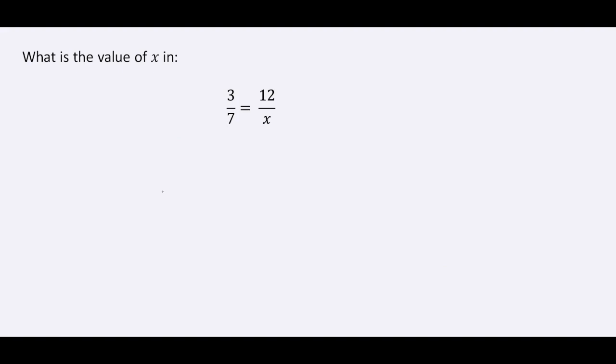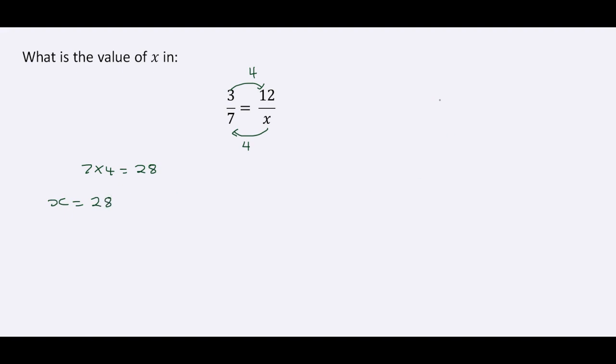What is the value of x in 3 over 7 equal to 12 over x? Let's try two methods here. Method number 1, the factor here is 12 divided by 3 is 4. Now we have to also use the same factor here. So what is 7 multiplied by 4? We have 7 multiplied by 4, we have 28. So x equal to 28.